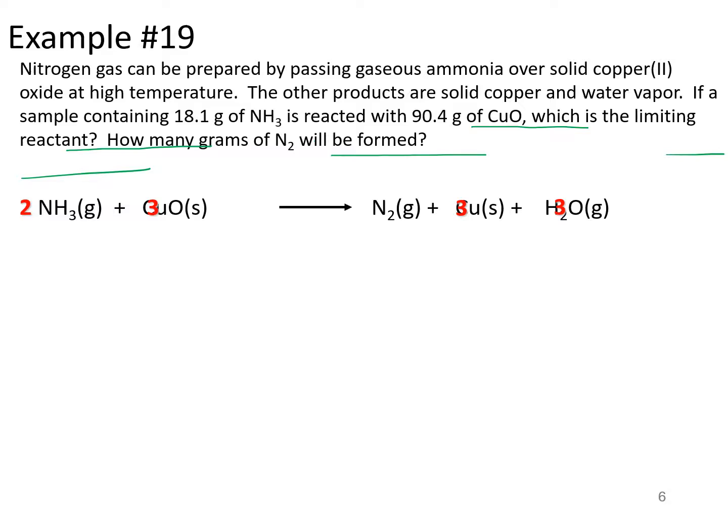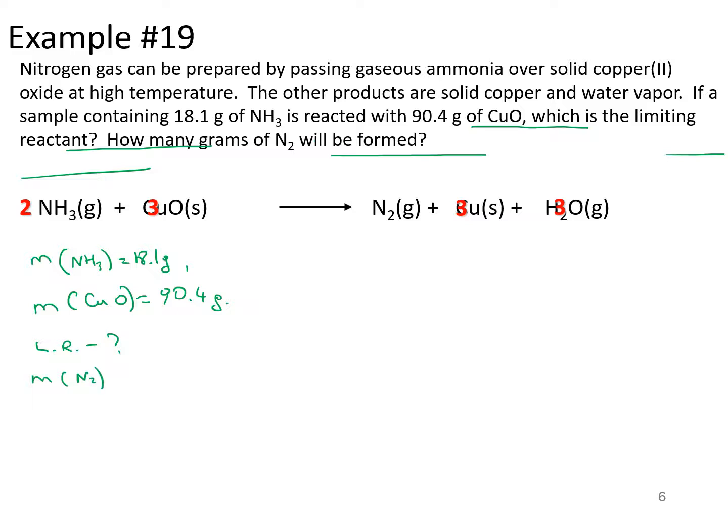Let's first of all write down what we have. We have the mass of the NH3, and that's 18.1 gram. We have the mass of the copper oxide, and that's 90.4 gram. And we need to find the limiting reactant, and we need to find the mass of the N2.